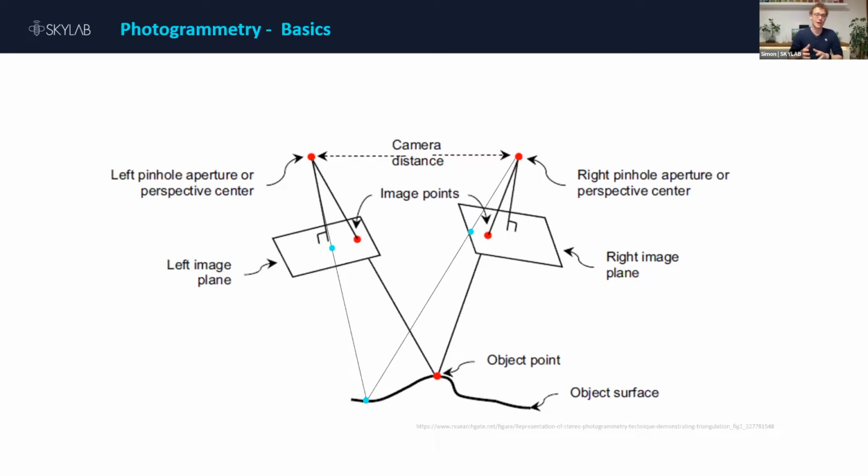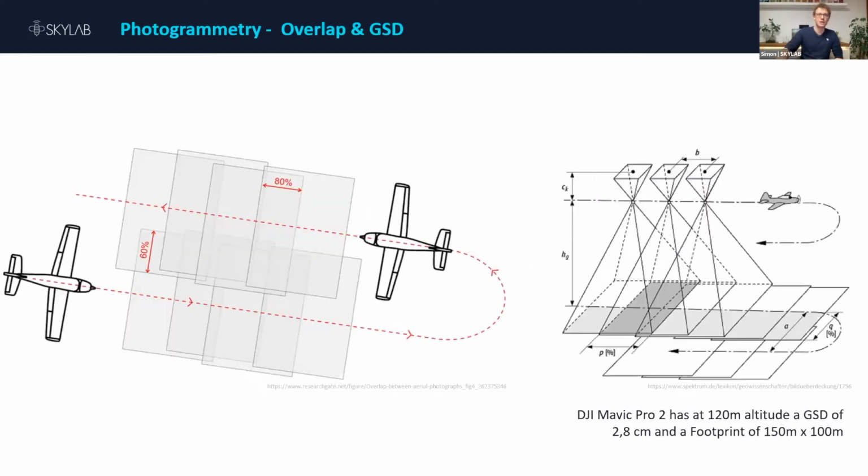But to have this information, you need overlap. And in photogrammetry, we're talking about front and side overlap. And you see it here. A recommended overlap would be 60% side overlap and 80% front overlap. So with that information, we get many 3D points, and we can create orthophotos.